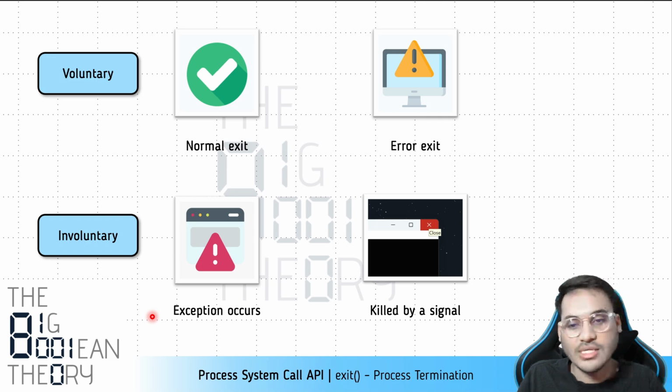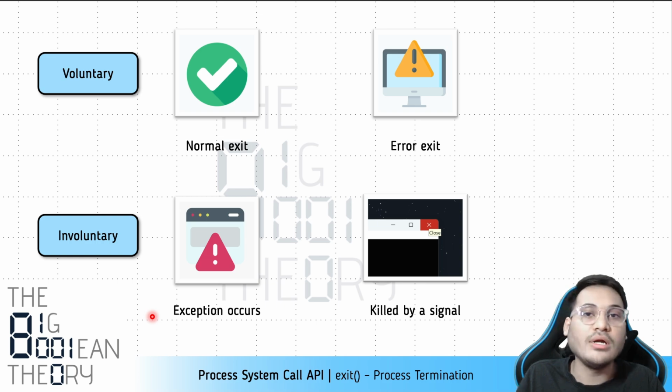An exception is basically some kind of error or an unexpected event that is discovered by the CPU. And whenever the CPU detects such an error or an unexpected event, it immediately brings the operating system into the picture. The operating system has to deal with the error or the unexpected event. So this is an exception.